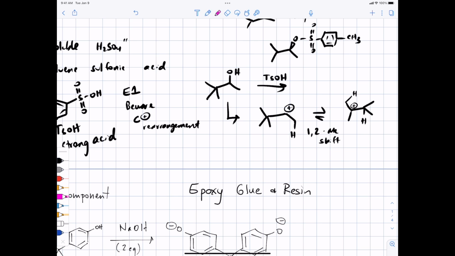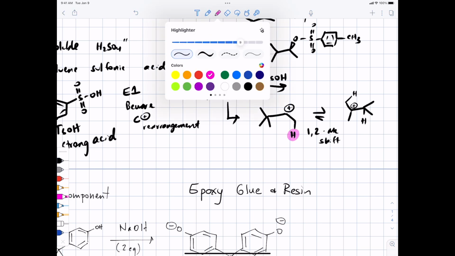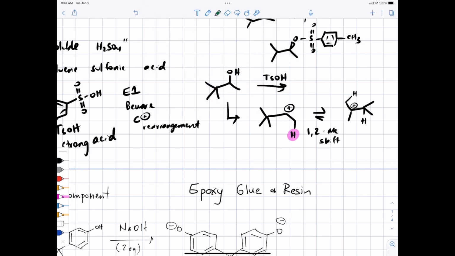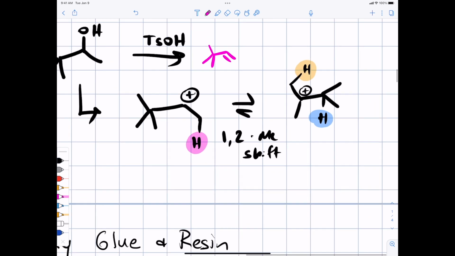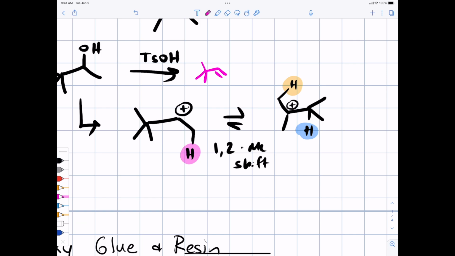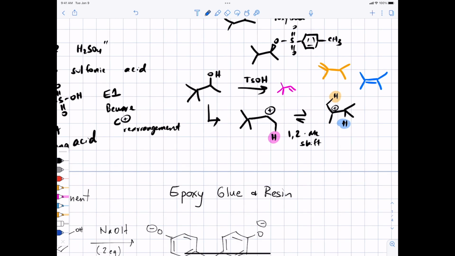Oops, that's not what we wanted. Here's a beta proton. Here's another beta proton, and then in orange we'll do that one, leading to the following products. This is one you get from the non-rearranged carbocationic intermediate. If you remove the orange beta proton, you get this one. And if you remove the blue beta proton, you get a more substituted, more stable, and probably major alkene product.